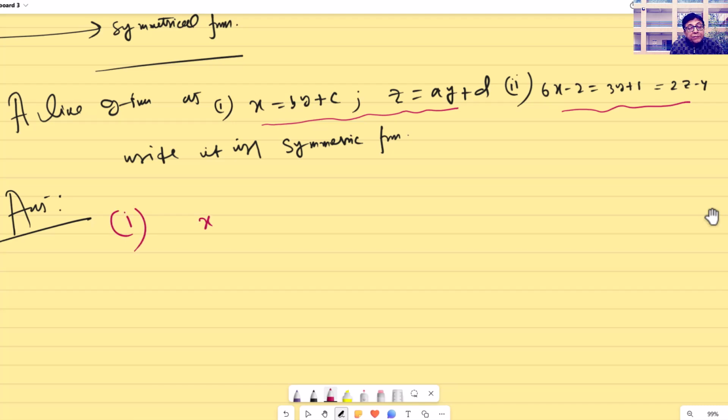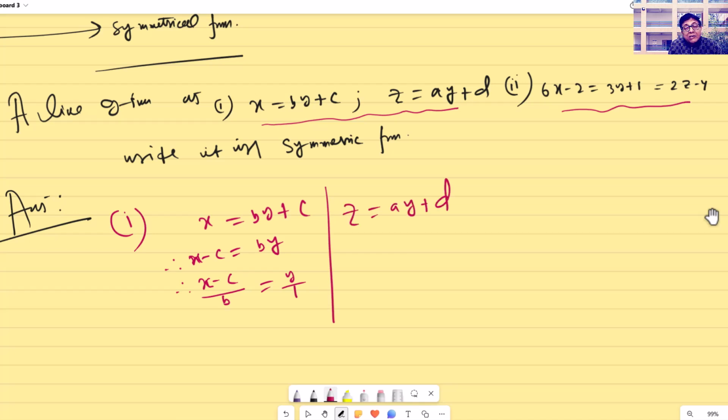Say x equal to by plus c. So x minus c equal to by. So x minus c by b equal to y by 1. Isn't it? And then it is given z equal to ay plus d. Therefore, z minus d equal to ay, or z minus d by a equal to y by 1, so that I make it y by 1, then the comparison will be easier. Got it?